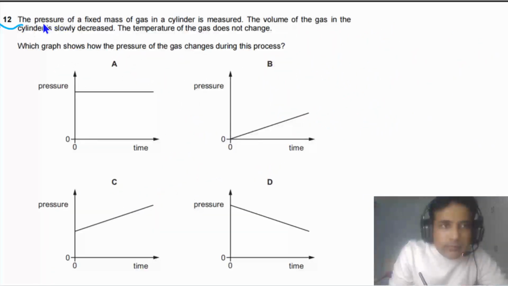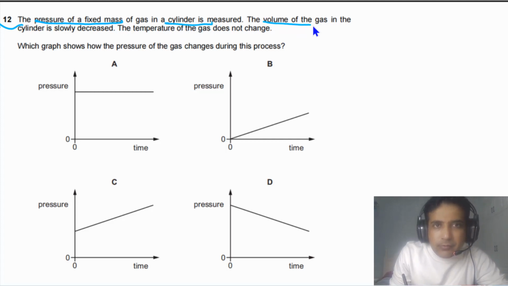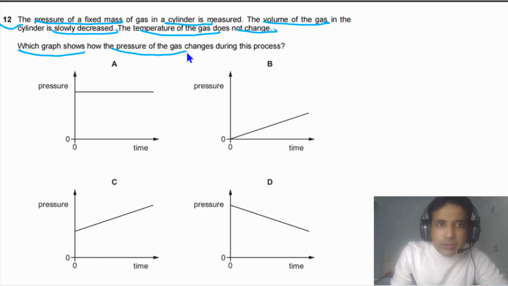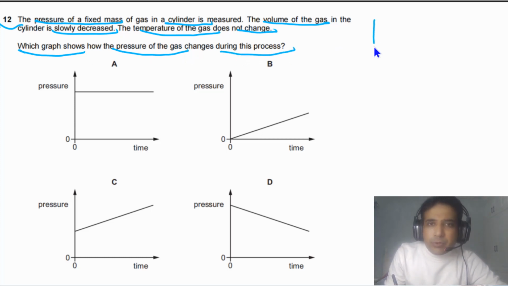Question number 12 says the pressure of a fixed mass of gas in a cylinder is measured. The volume of the gas in the cylinder is slowly decreased. The temperature of the gas does not change. Which graph shows how the pressure of the gas changes during this process? For this one, simply you can imagine, first of all, we have this cylinder, and there is a piston. So this is the piston.